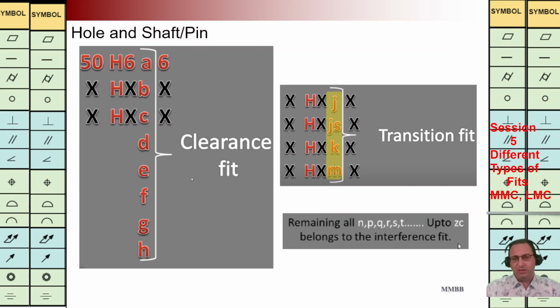Let's go back to ISO 286-2. When uppercase letter H is related to the hole, it is hole basis. When we have hole basis H, and A to H is going to represent clearance fit. Again here it is hole basis, uppercase H is here. When we are going to use J or JS, K, and M for the pin, we are going to have transition fit. And for the rest, it means it is interference fit.